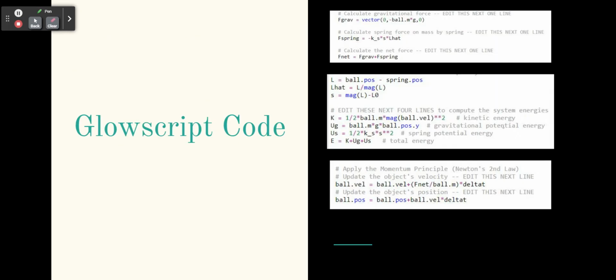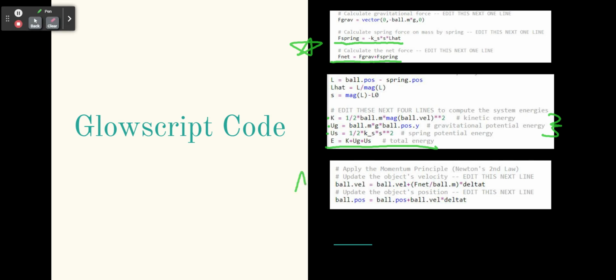Looking at our GlowScript code to begin with, we can see this section of code defines our fundamental equations that are the basis of our lab. Specifically, our force spring is equal to negative k of the spring times L hat times our stiffness, and F net is going to be equal to our gravitational force plus our spring force. We also are going to take a look at our three energies put together in our total energy equation. That's our kinetic energy, our gravitational potential energy, and our spring potential energy. All equations discussed earlier in this video.